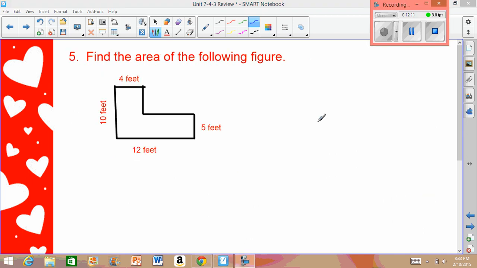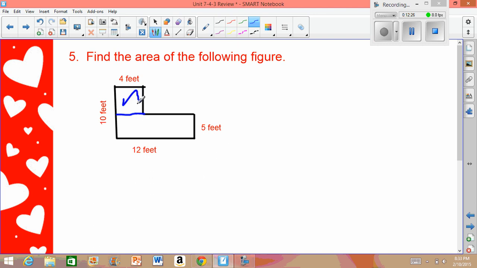All right, moving on to number 5, it says find the area of the following figure. So our job is to break it down into 2 shapes that make it easy. So I'm going to just put a line right across here. Okay, so that means I have this shape that's up here in the blue, and I have this shape that's down here in the red.